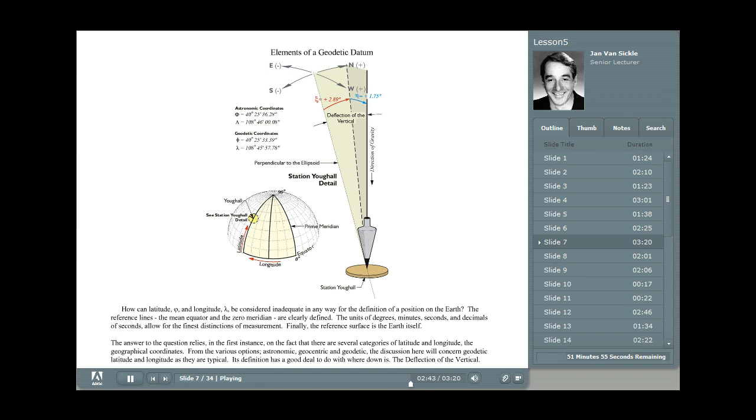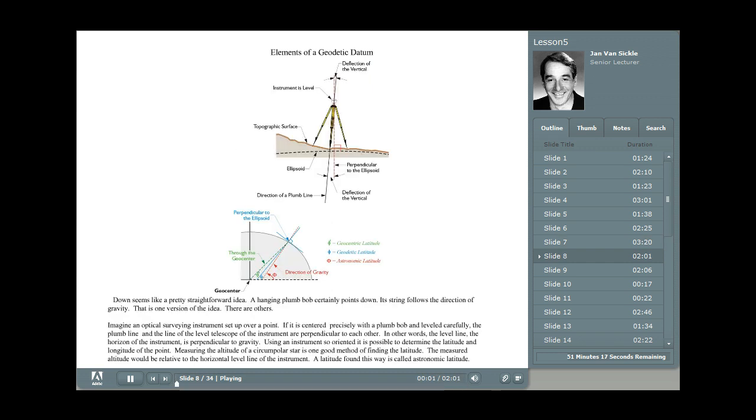And down, this deflection of the vertical really is the difference between the direction of gravity, as you see, and perpendicular to this representation of the Earth, perpendicular to the ellipsoid. Those are two different directions at a particular station. And those influence the latitude and longitude. The point that I am trying to make primarily is that one should not think that latitude and longitude coordinates are independent of the datum or independent of the ellipsoid that you are discussing. They are very dependent on the datum.